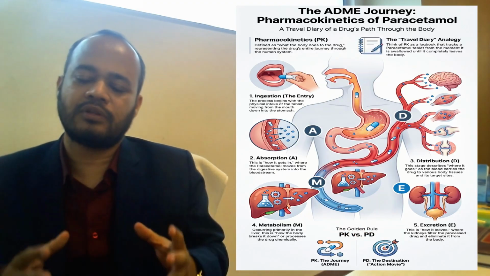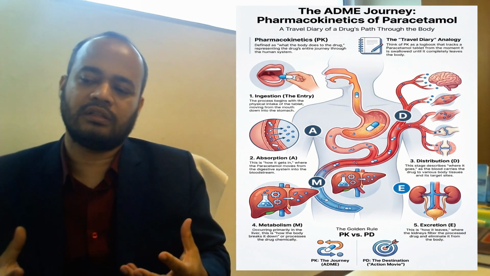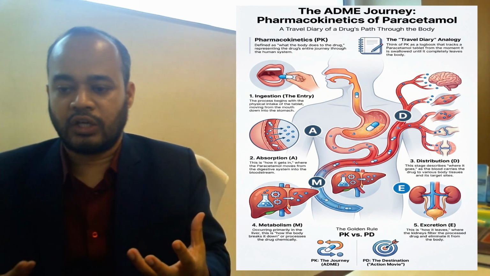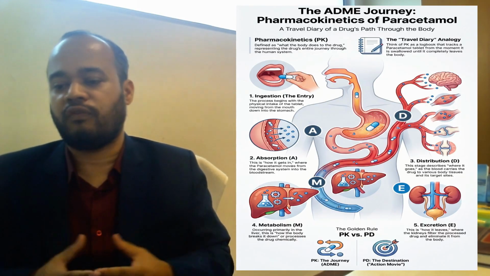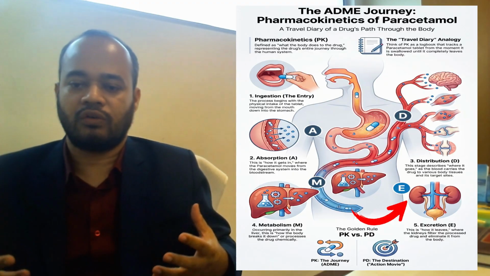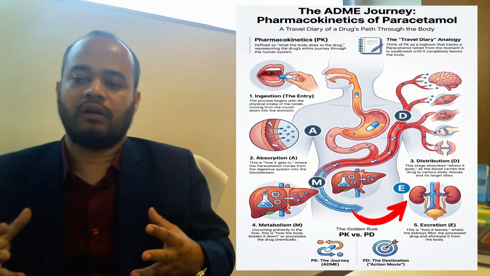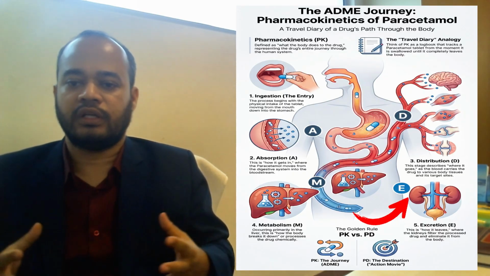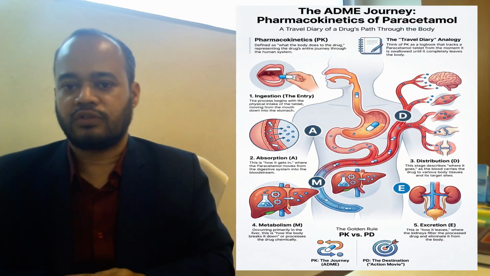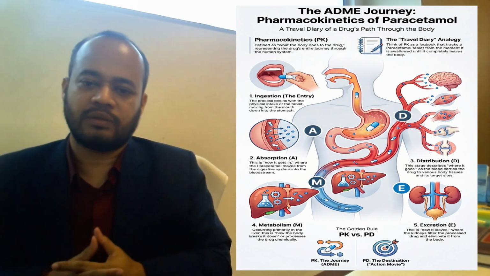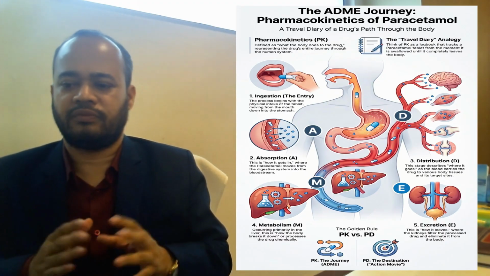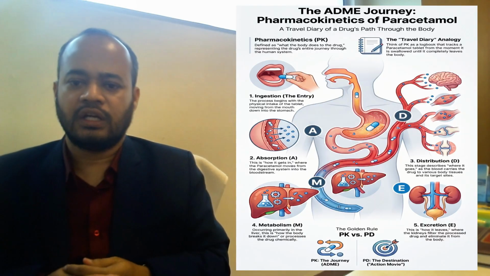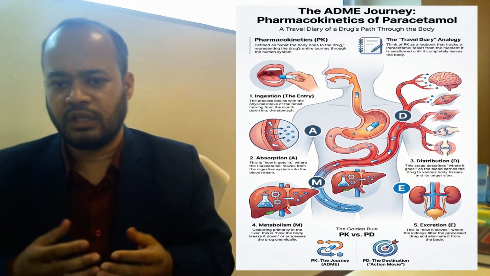After metabolism, the metabolized compound of paracetamol will reach the kidney or feces for excretion, for the expelling of the drug from your body. That is called excretion. I hope by this example you understand in short what the ADME features of pharmacokinetics are. Now we'll talk about pharmacodynamic.